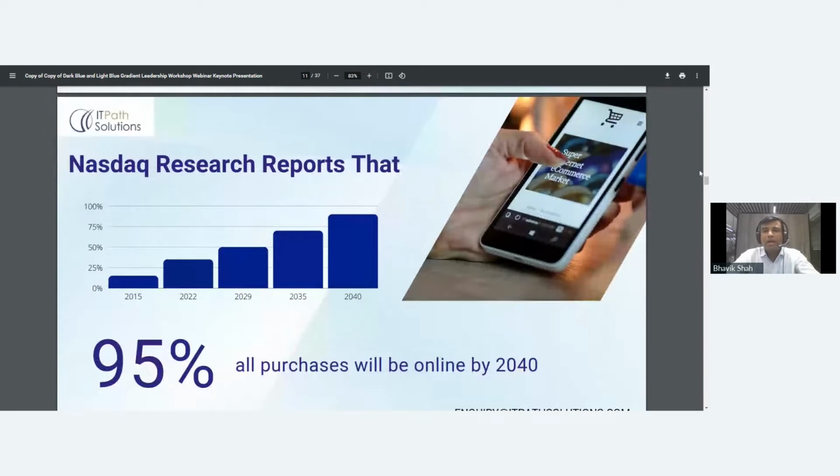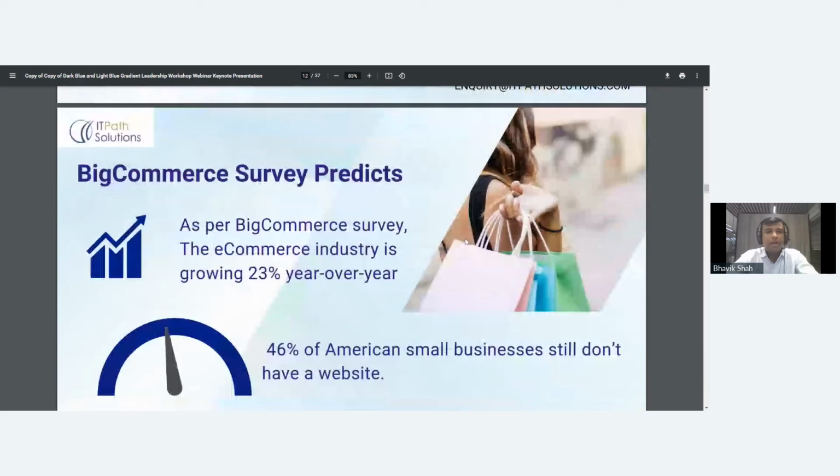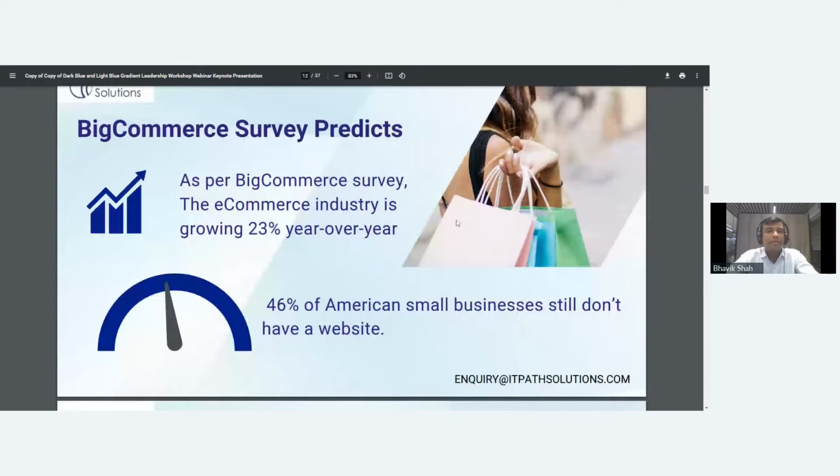During our webinar, you will notice that we will come up with many research reports which will highlight a few interesting statistics. One of which, to start with, is a NASDAQ research report, which states that 95% of all purchases will be online by 2040. 95%. So we are moving towards an online trend at a very good pace. Another survey to quote here is from BigCommerce, which predicts that the e-commerce industry as a whole is growing 23% YOY.